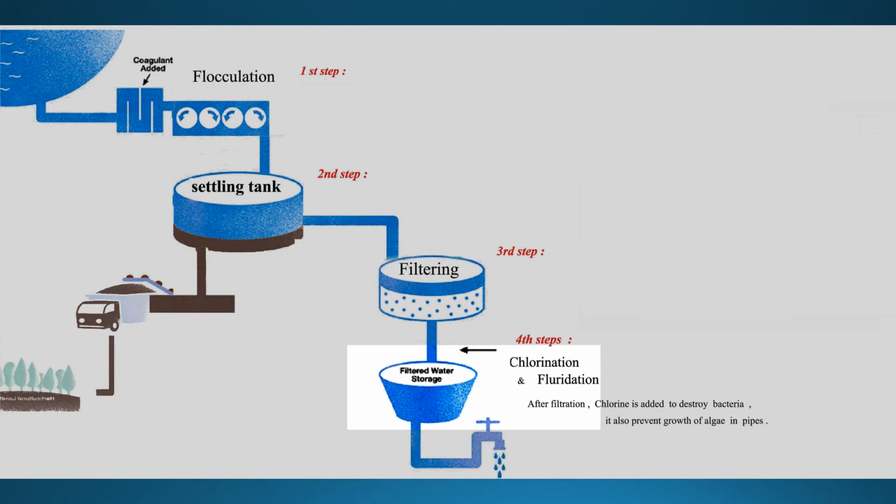In the next step, you will add chlorine to the water so that you destroy all the remaining bacteria, and it can also prevent any algae from growing in the drinking pipe. And next you will add fluoride, which is good for the health of the teeth.